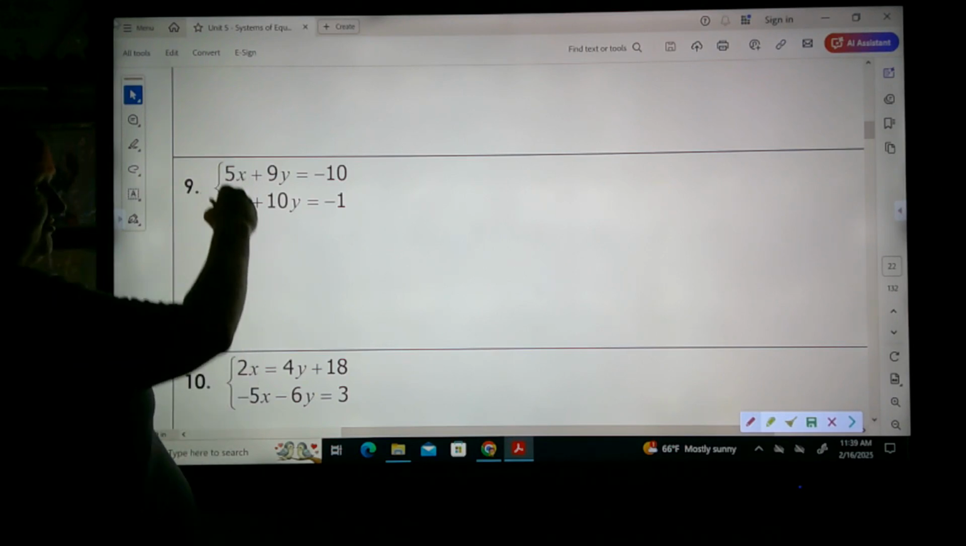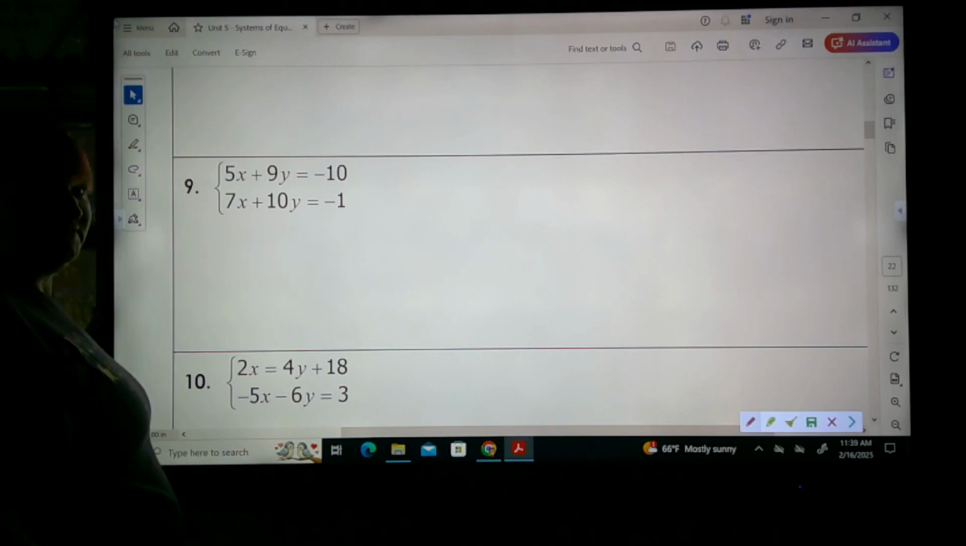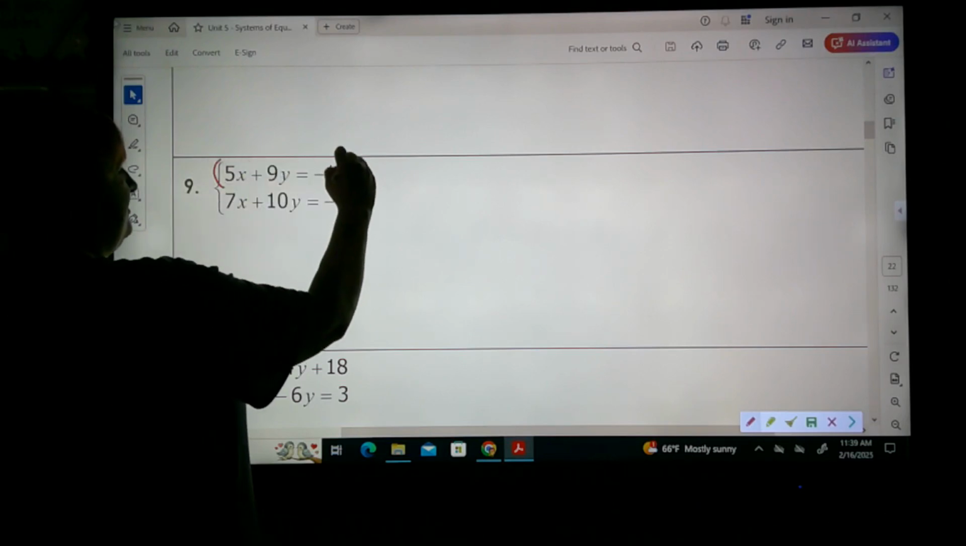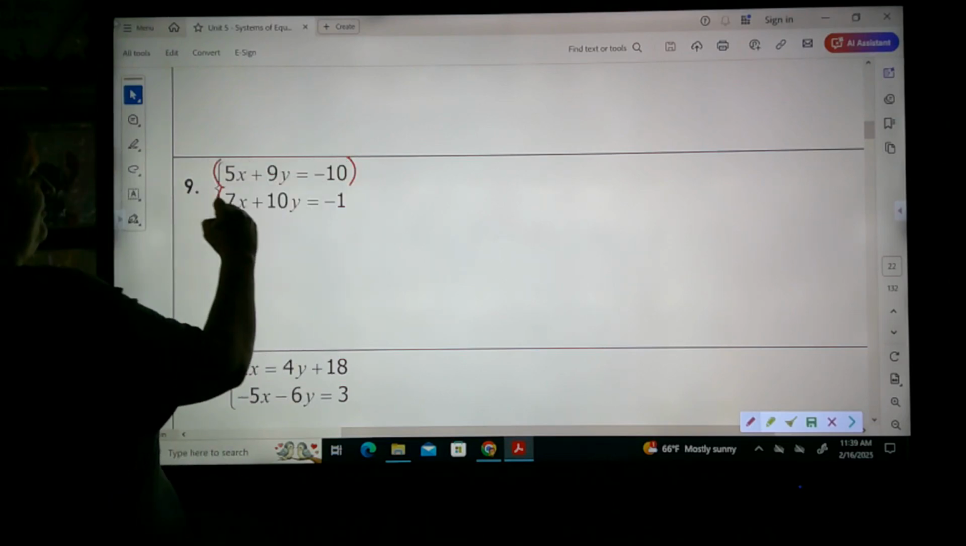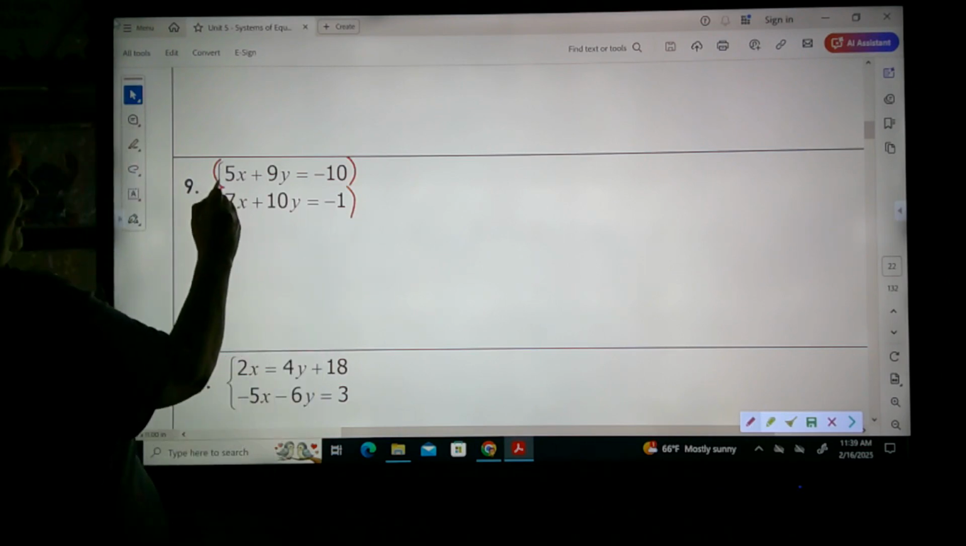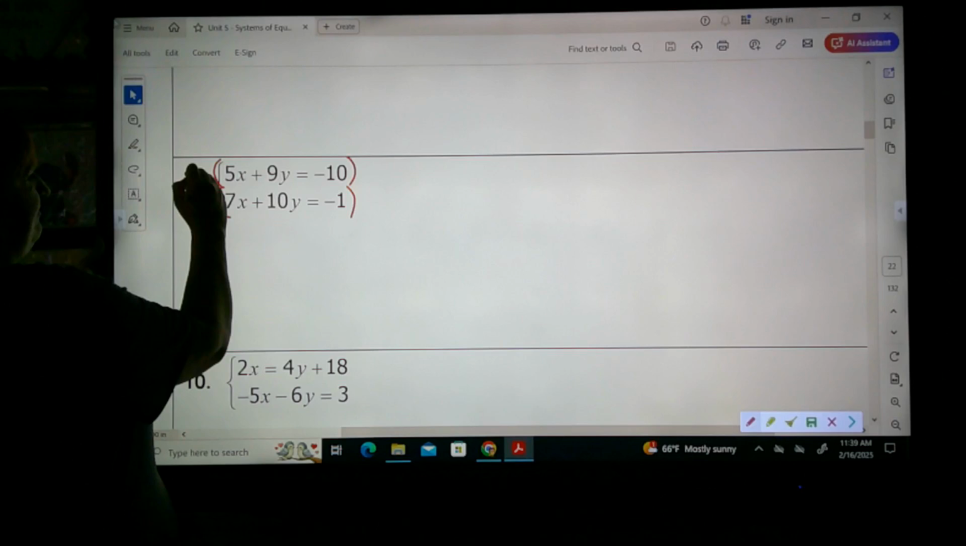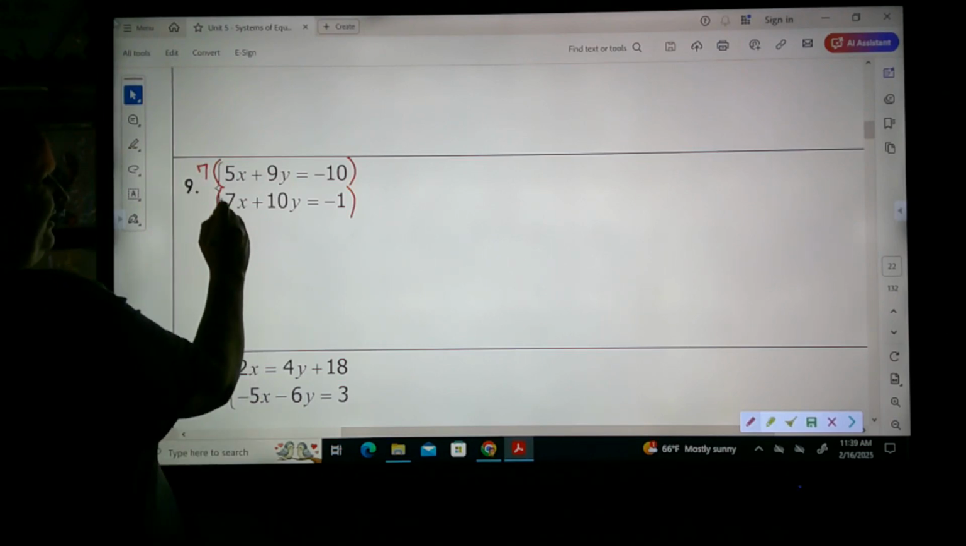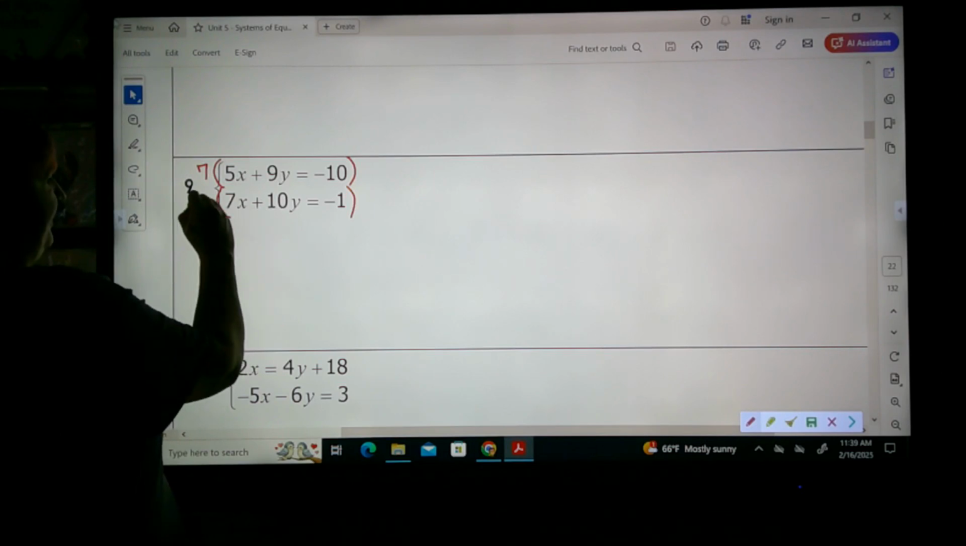The greatest common multiple between 5 and 7 is 35. It's still a big number, but it's way less than 90. So we're going to make them both 35. One needs to be a positive 35 and one needs to be a negative 35. To make 5 a positive 35, we're going to multiply it times 7. To make 7 a negative 35, we're going to multiply it by negative 5.